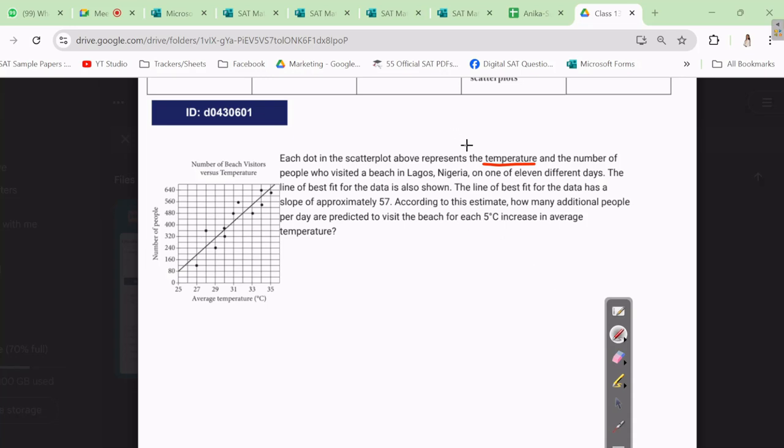Okay, now let's see what we have next. The line of best fit for the data is also shown. The line of best fit has a slope approximately 57. Okay, so the slope is 57. According to this estimate, how many additional people per day are predicted to visit the beach for each 5-degree increase in average temperature?